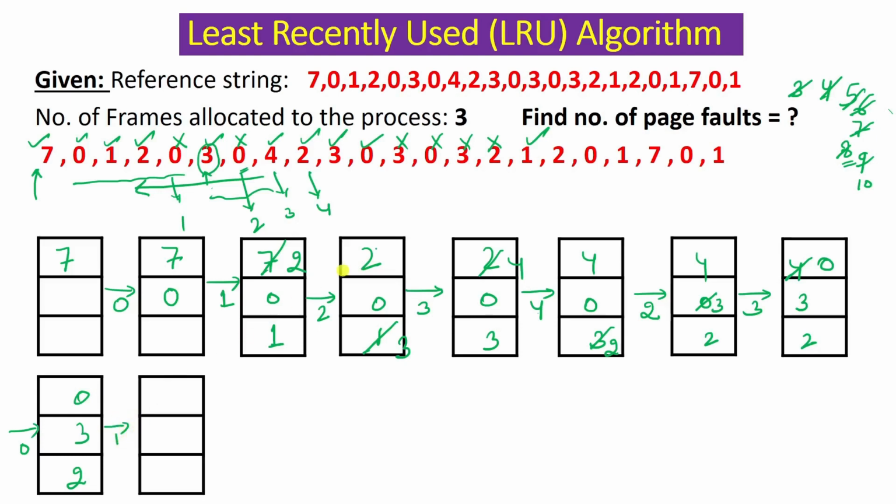Which page should I replace? I am having 0, 3, 2. So I am here, right? You can see out of 0, 3, 2, 2 is here, 3 is here and 0 is here.